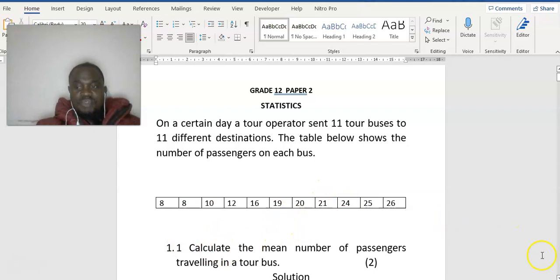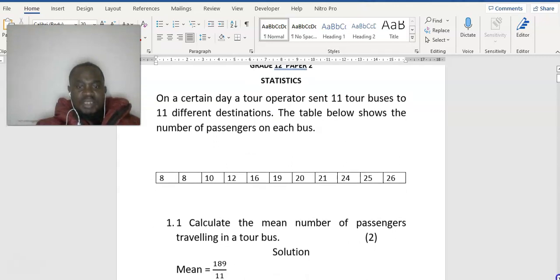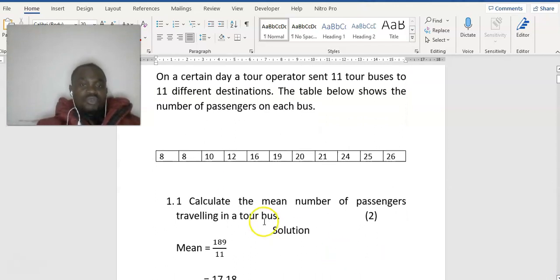Okay, so the first question says, calculate the mean number of passengers traveling in a tour bus. To calculate the mean, there are two ways. You can add all of them and divide it by the total number of buses. 1, 2, 3, 4, 5, 6, 7, 8, 9, 10, 11. Alright, so let's do it using our calculator.